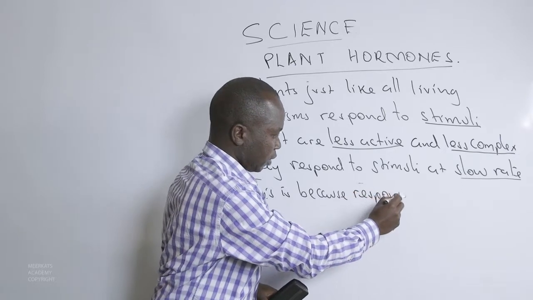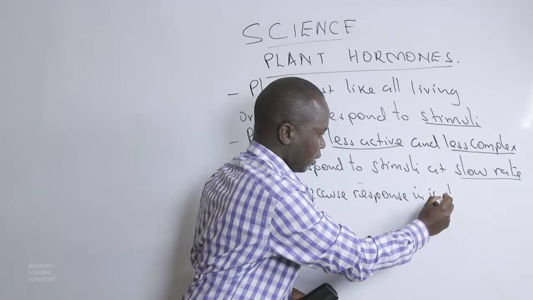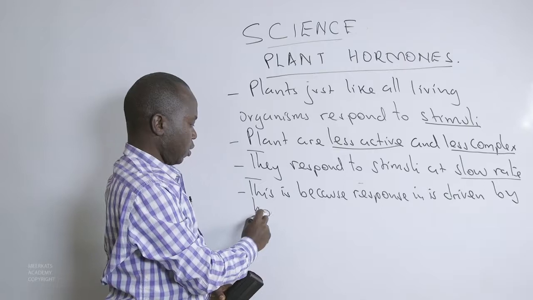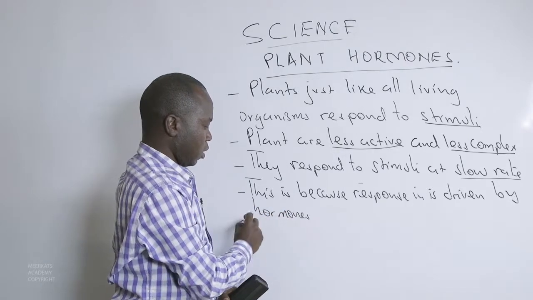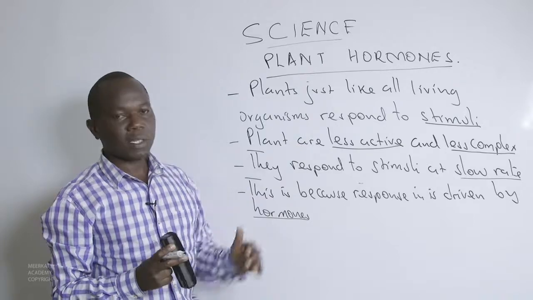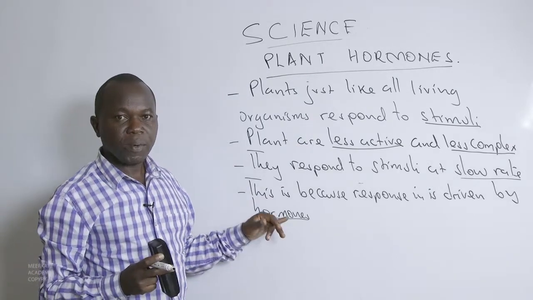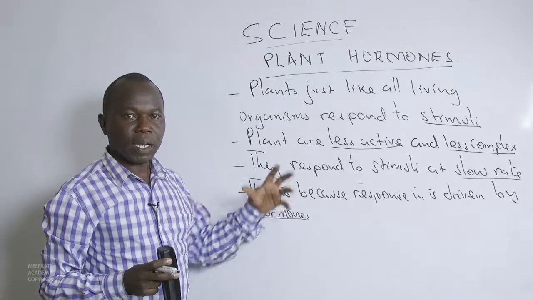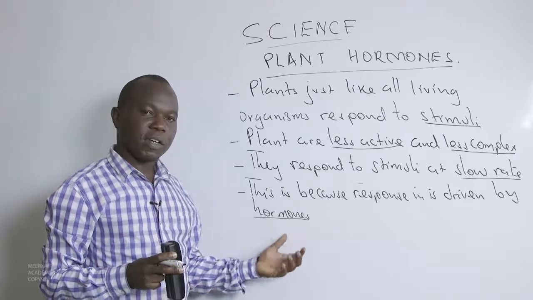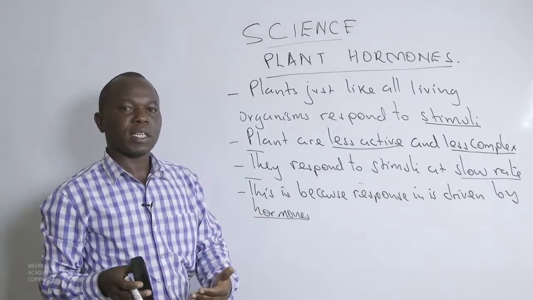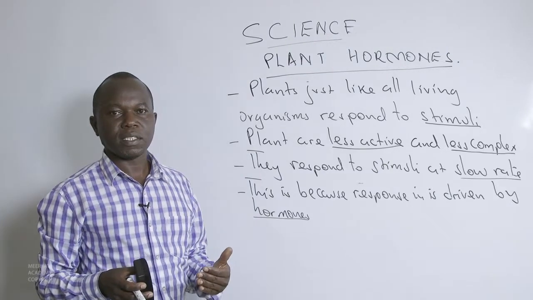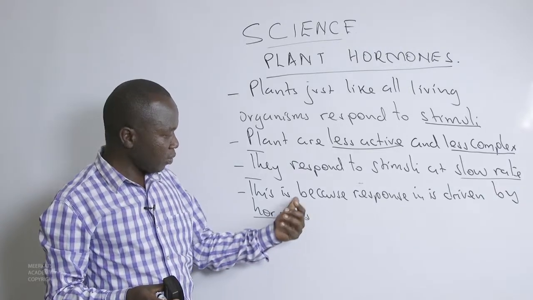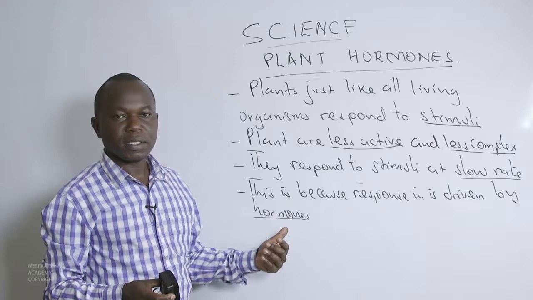Response in plants is driven by hormones. If you go back to the endocrine system, we said that where hormones are involved, that kind of response is going to be slow, because hormones have to diffuse first in blood. Blood has to circulate to carry the hormones to target organs, and then the target organ changes its activity or responds. So because of that, you realize that response in plants is very slow.